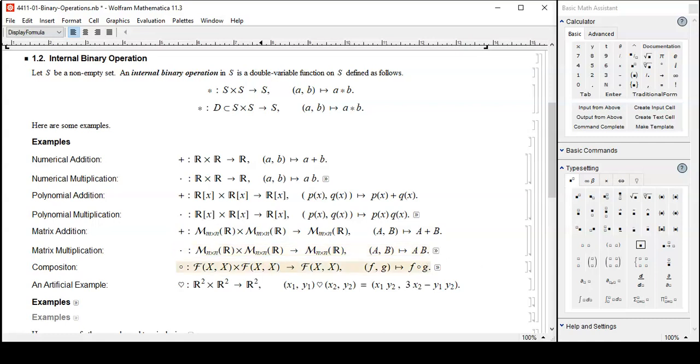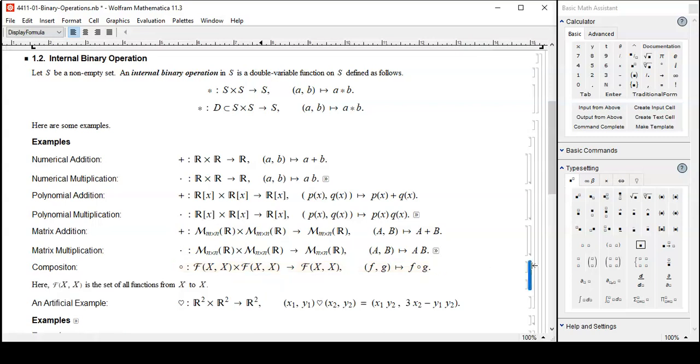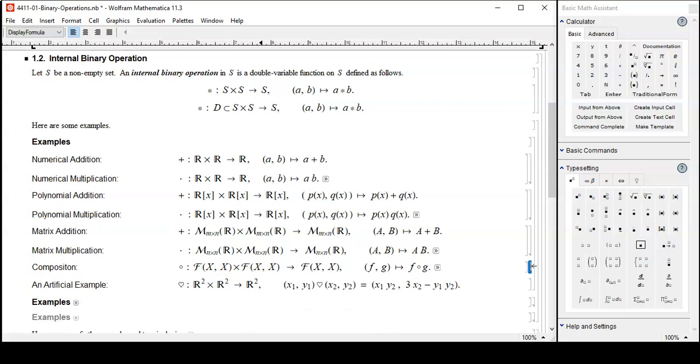Here's another example. Way back from college algebra days, we went through compositions. What is this script F(X)? That's the set of all functions from X to X. So from there, we select a couple of functions, f and g. They both go from X to X, and we take the composition that also starts from X and ends up at X. So we end up with an internal binary operation.